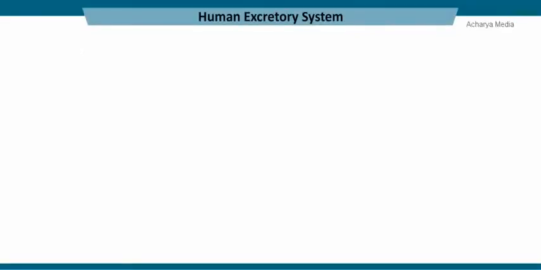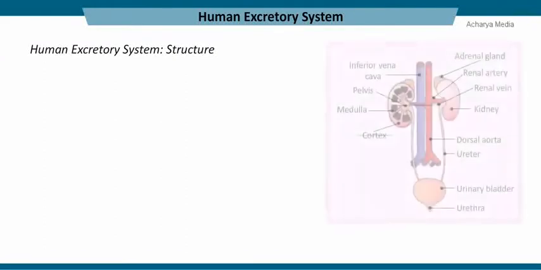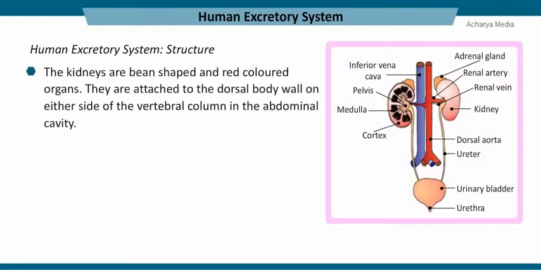Human excretory system. Structure of the human excretory system. The kidneys are bean-shaped and red-colored organs. They are attached to the dorsal body wall on either side of the vertebral column in the abdominal cavity.